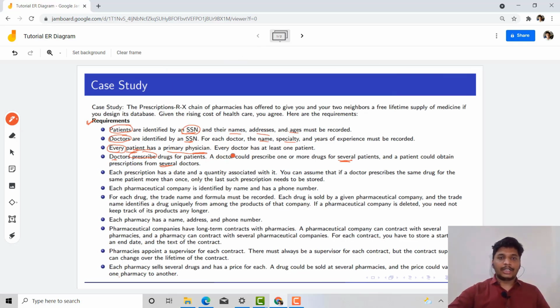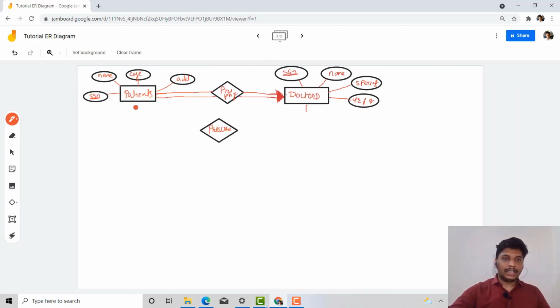So see here, a doctor could prescribe one or more drugs for several patients, and the patient could obtain a prescription from several doctors. So which kind of relationship is this? That is many to many. So the relationship between the patient and the doctor is many to many for the relationship prescribe. I hope you understand this concept.